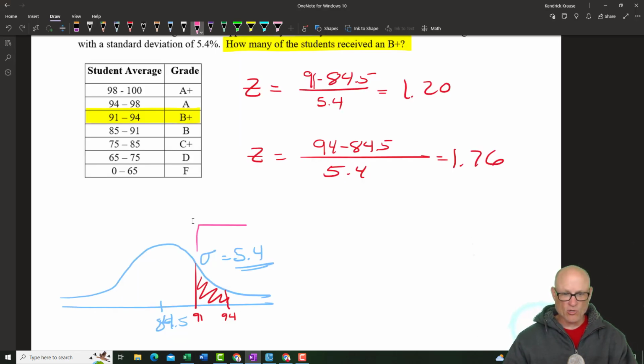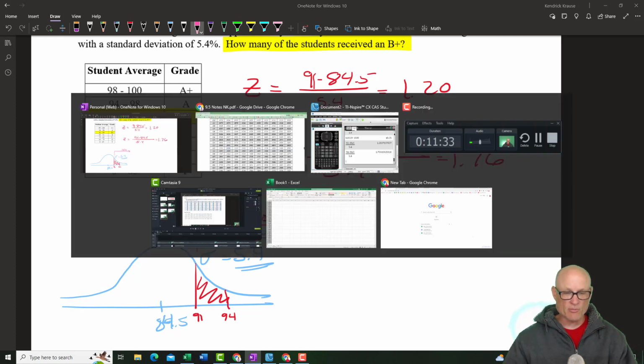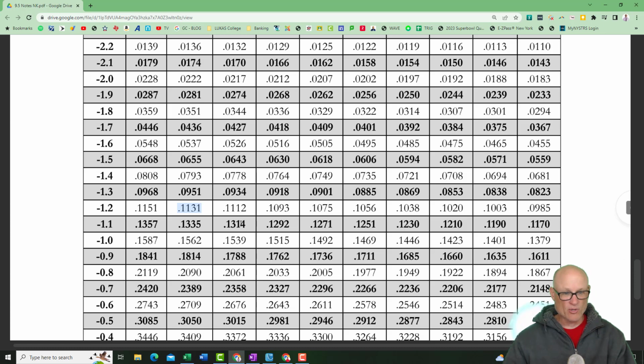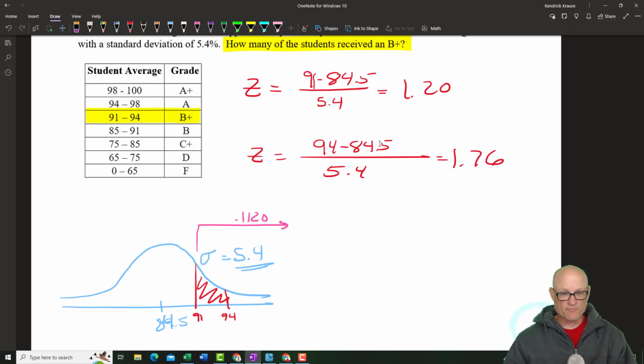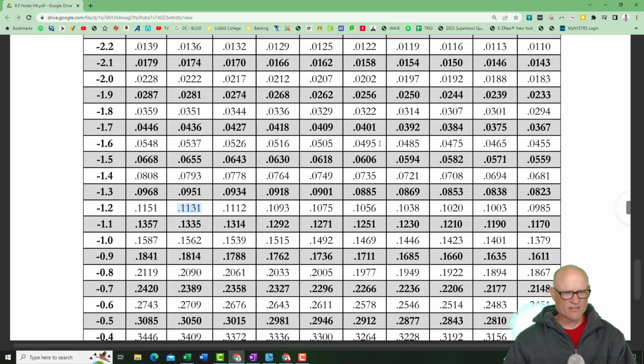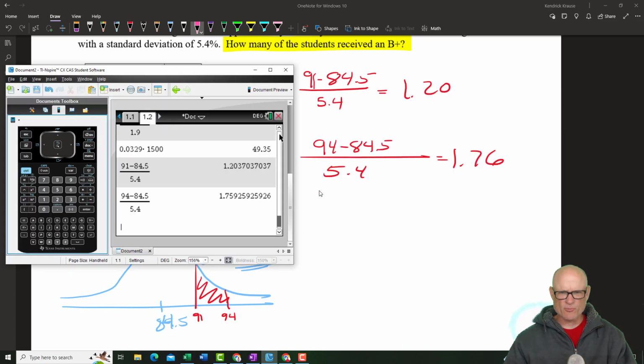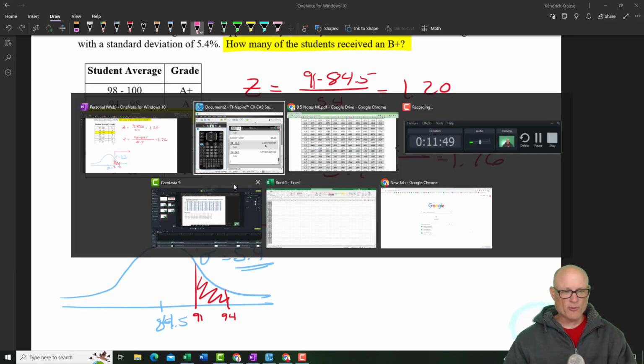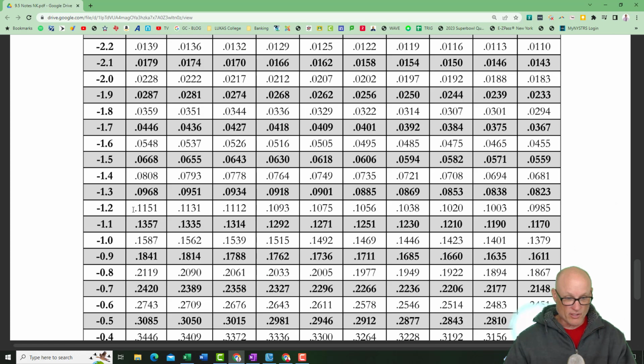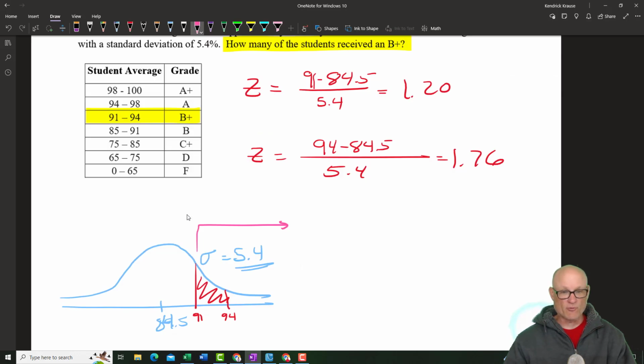From here over is 0.1120. I believe that was it. Nope. 0.1131. What was I looking at? 1.21. No, it's 1.20. So this is 1.20. Is that right? So 1.20 is actually this one. Don't grab the wrong one. 0.1151. Oh, you're all just thinking I made a mistake. Bonus.